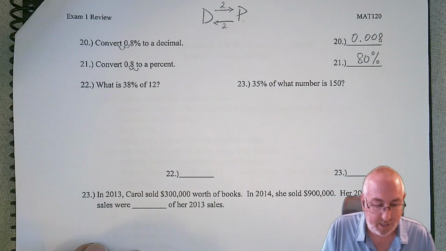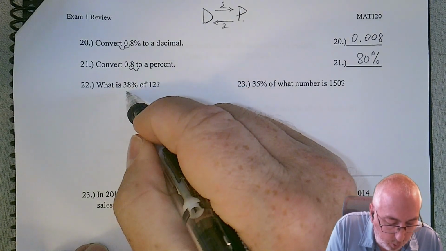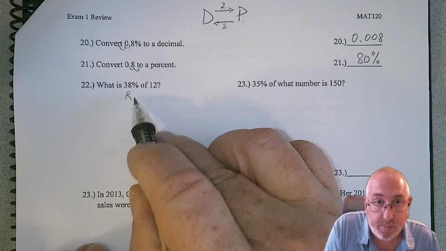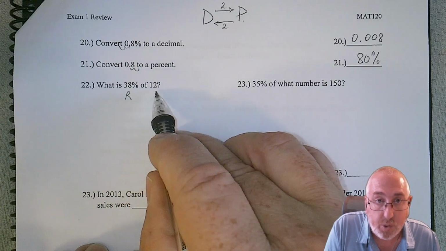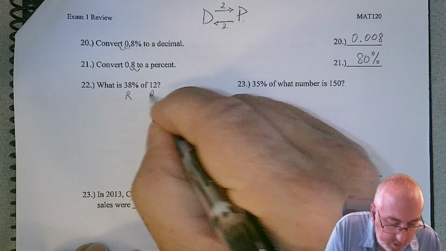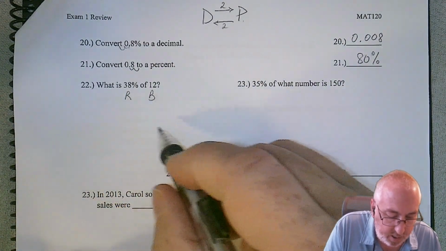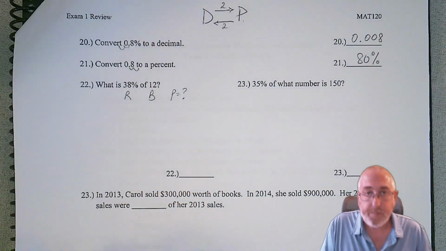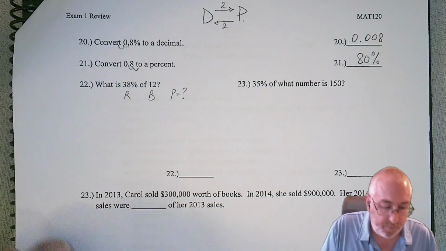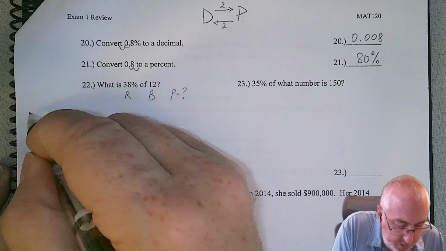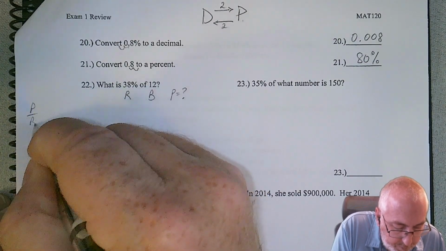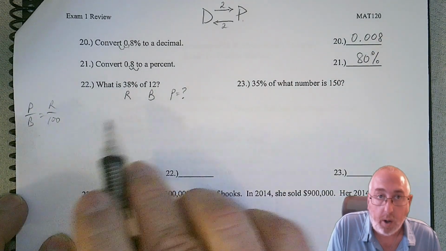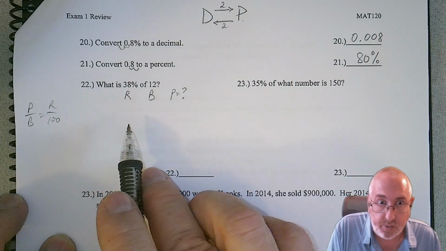R is our percent. So R is always first. It's the easiest one to identify because of that percent symbol. Now, whatever follows the word of is our base. And then lastly, our P, which in this case is unknown. So if you remember the formula, it's P over B equals R over 100.